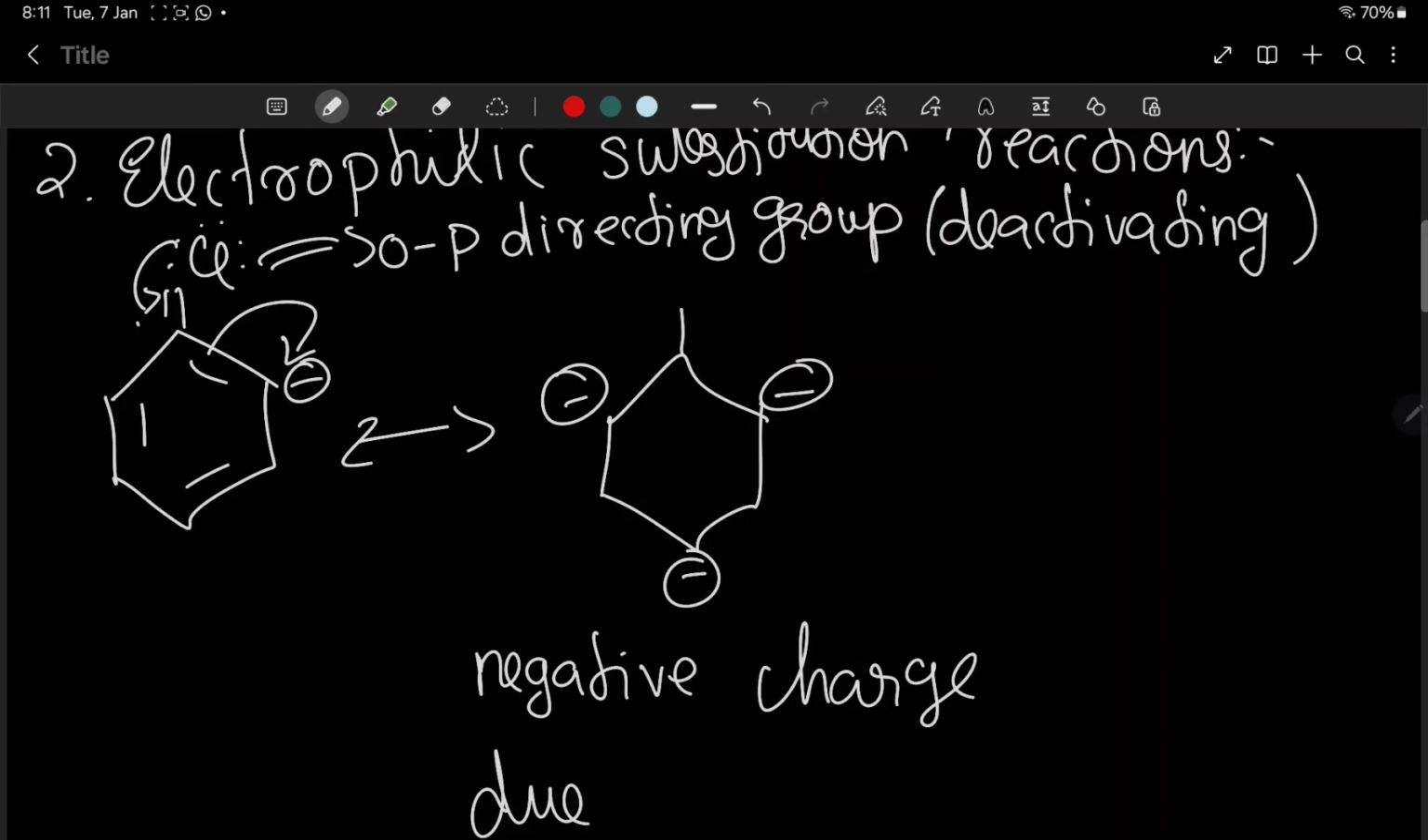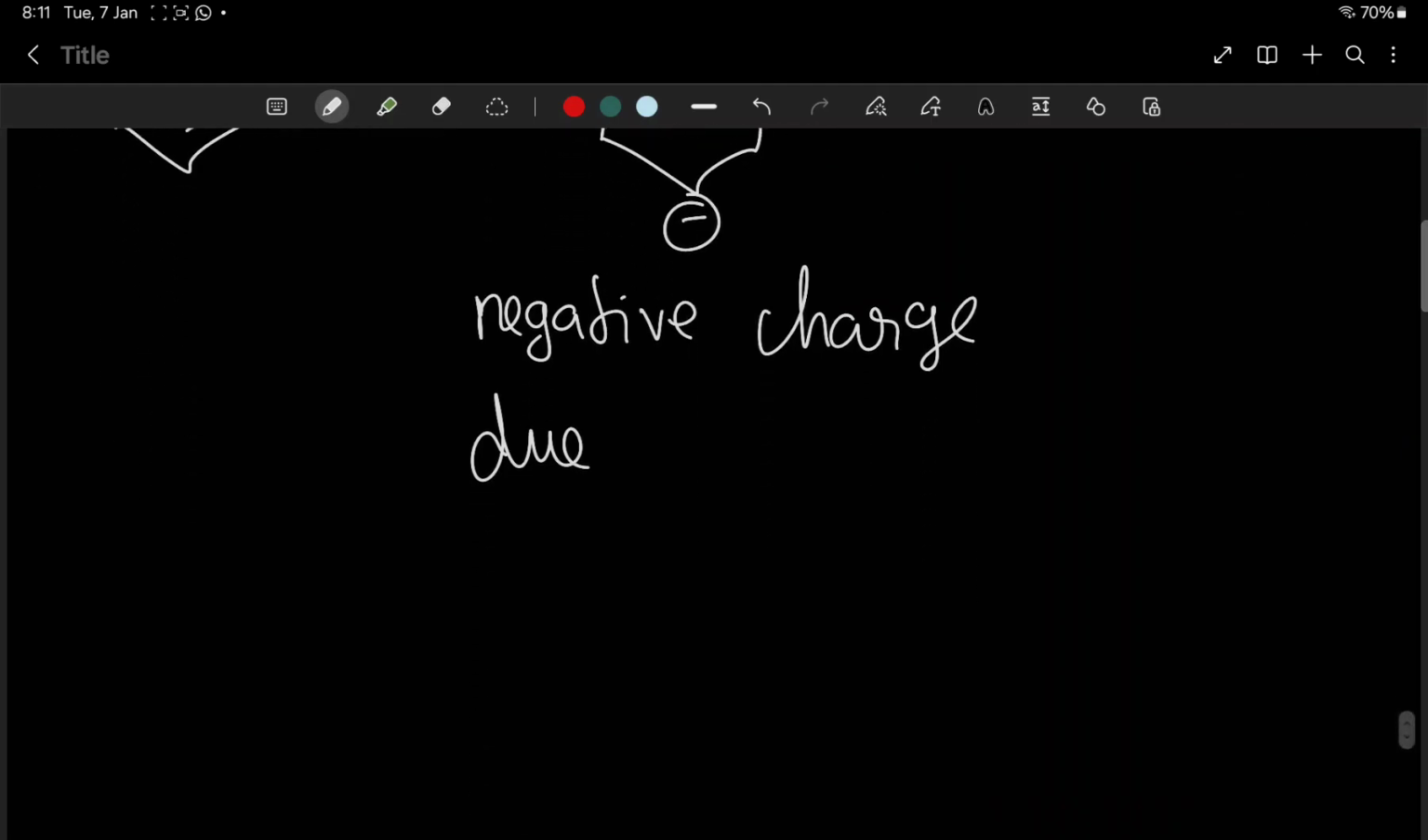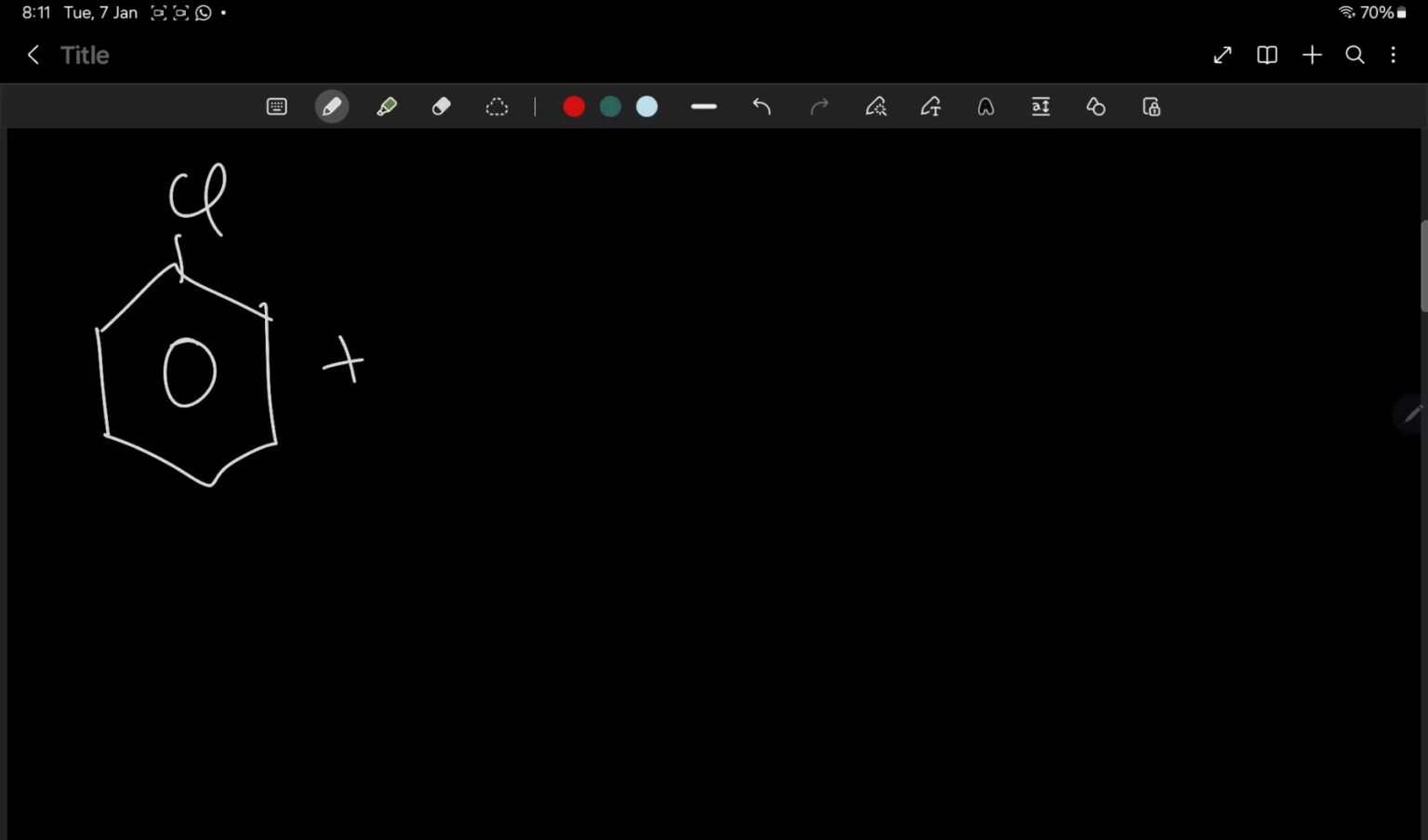Usually deactivating groups are meta directing, but haloarenes are ortho-para directing deactivating groups. They are very special. Now there is negative charge due to resonance, so electrophiles can come and join at the ortho and para positions. So for the electrophilic substitution reaction, we have this compound plus Cl2 with anhydrous AlCl3 or FeCl3, as you prefer.